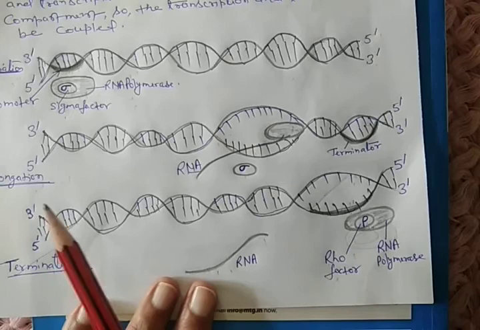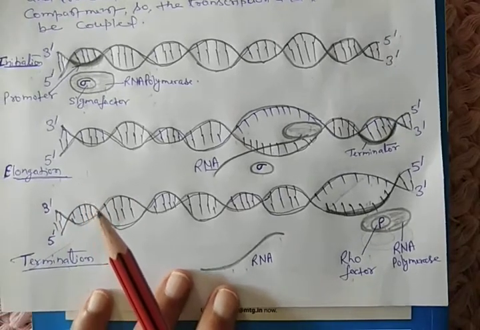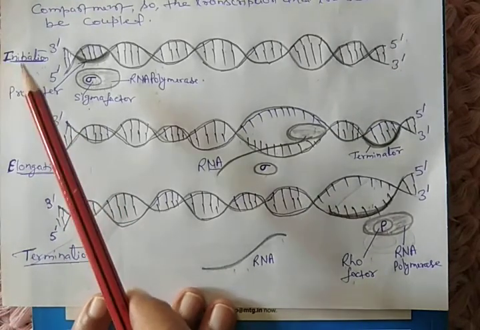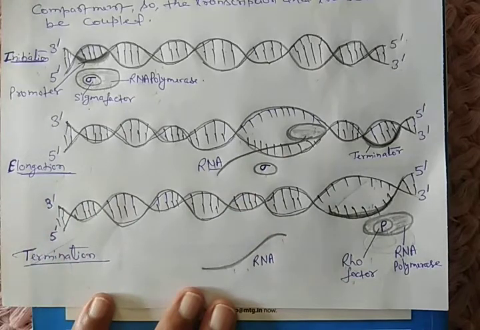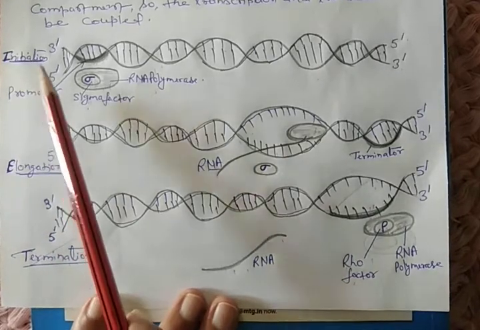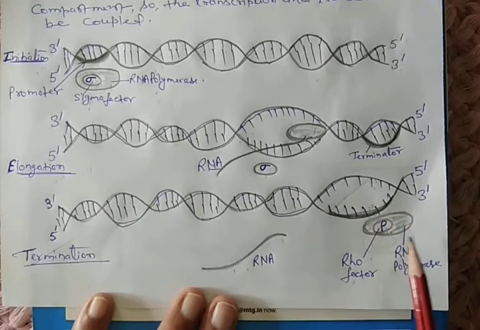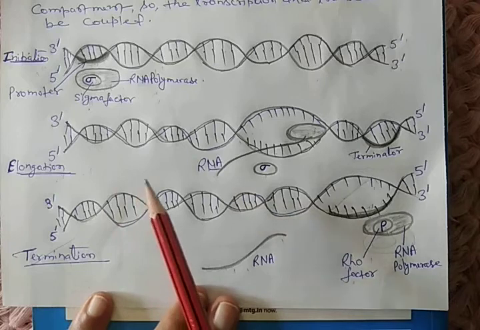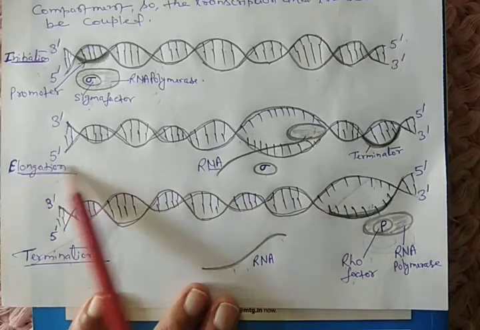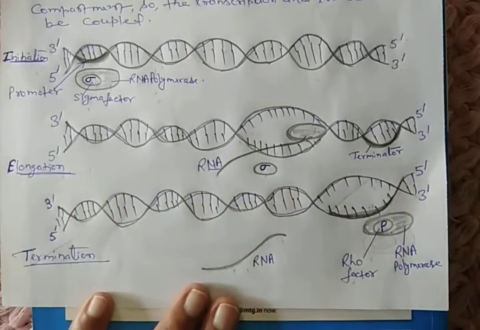So these are the three steps in the process of transcription in prokaryotes: initiation, elongation and termination. Initiation occurs with the help of the sigma factor and termination occurs with the help of the Rho factor, and the RNA polymerase enzyme is mainly responsible for the elongation of the chain.